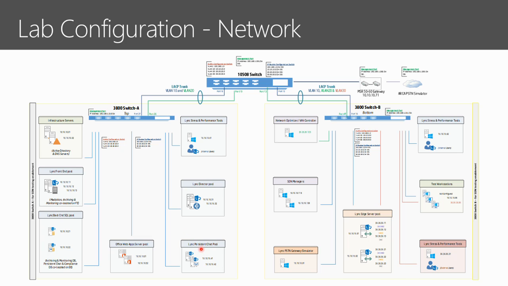So here where you see persistent chat, this is the equivalent of the front end role that's going to then talk to the persistent chat back end database over here. Similarly, we have the mediation, archiving, and monitoring co-located on the front end pool. We did have 3 front end pools, which is Microsoft recommendation. And then we have, as I explained before, the different VLANs that run across.